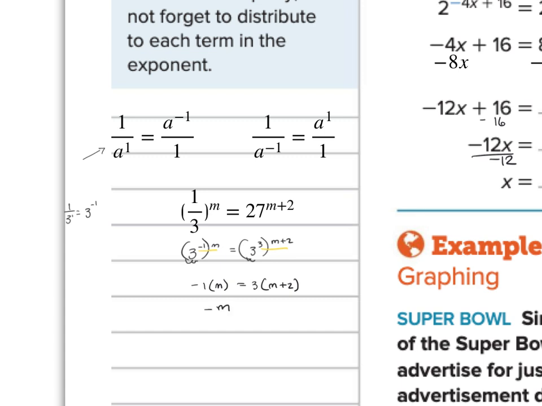Again, this is negative m, right? Negative m is going to be equal to 3m plus 6, because we had to use the distributive property. I'm just going to subtract 3m from both sides, because that way my number over there stays by itself. And then divide by the coefficient. And then m is going to be equal to negative 3/2. If m is negative 3/2, then we have a correct statement. So just looking at different ways to do this. The goal, though, is to get like bases, and then we move from there.